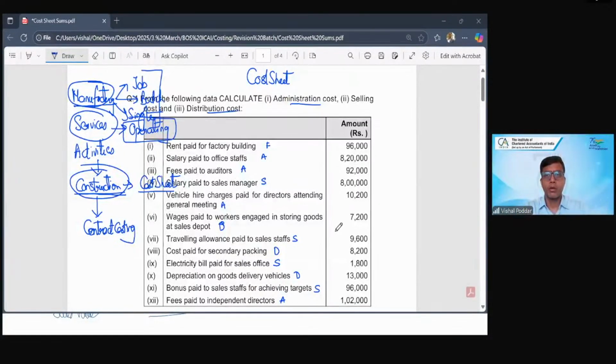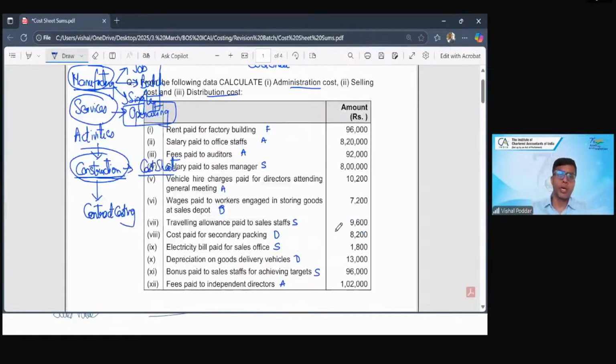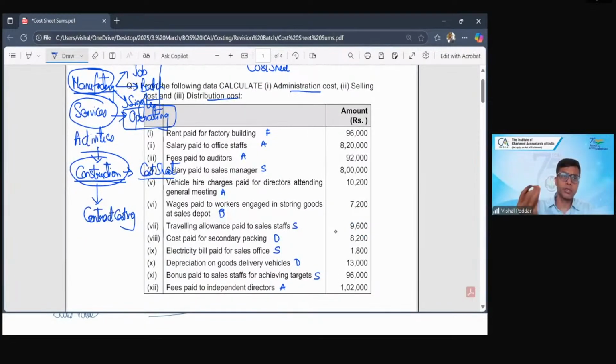So let us then go ahead with one obvious answer, which is the difference between me and Ishan. It is subjective, so it is okay. We will not consider this because they have not asked us for factory overheads. So adding up this plus this plus this and this, these four will add up to make my administration total.